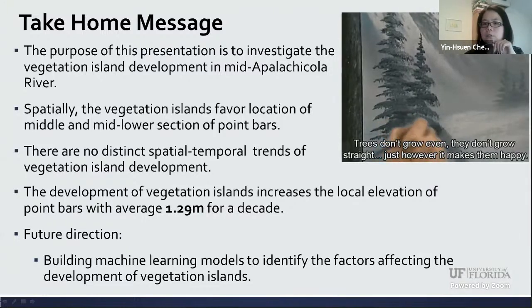The development of vegetation islands increased the elevation of the point bar by an average of 1.29 meters over a decade, 2007 to 2018. One of the future directions we would like to pursue is to build a machine learning model or other kinds of modeling, similar to the earlier presentation, to identify the factors or drivers behind the development of vegetation islands in Ecological River.